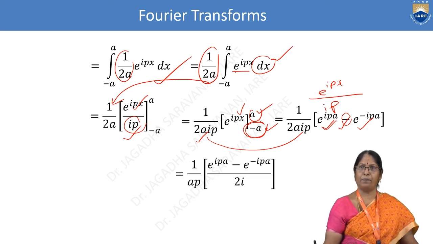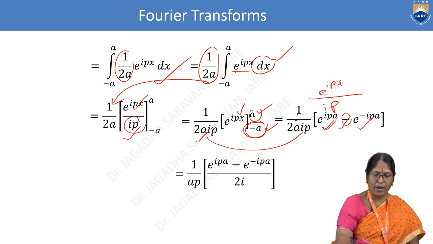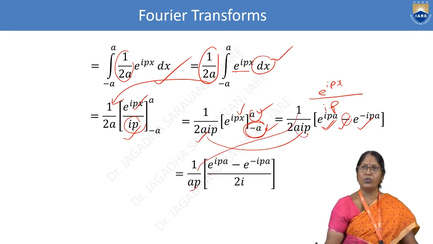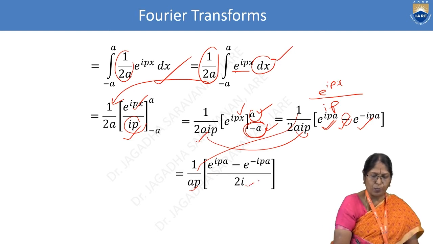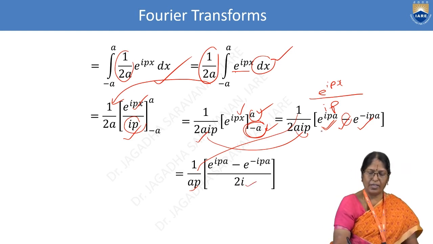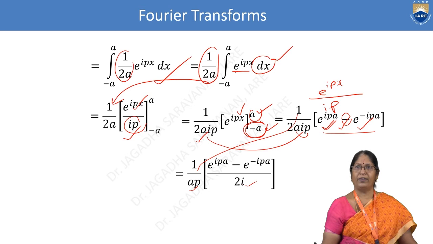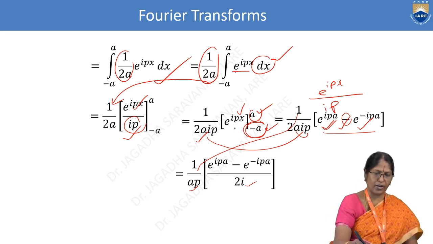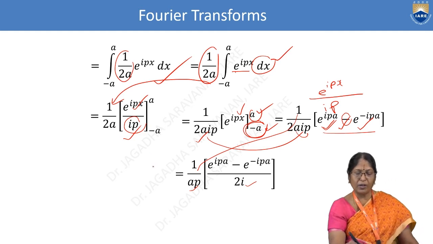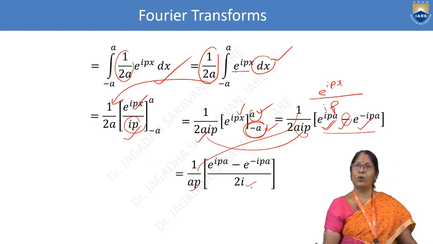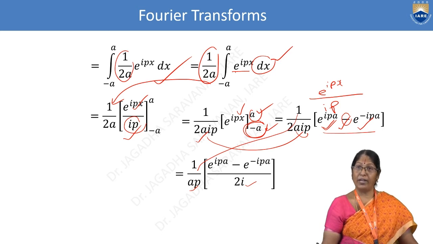The next step, 1 by ap. In this, the ap we kept outside. 2i we brought in. The remaining is as it is written. Why did we bring this 2i inside? Because in the before step, here it is there. We brought it out, again we are bringing it inside. What is the reason for it? We got an idea. Better.